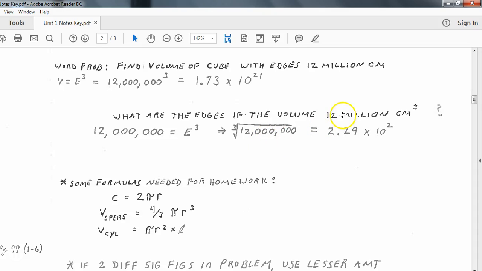What are the edges? So in this case, I'm given the volume is 12 million cubic centimeters. And so if I know that the volume is 12 million, then I can now cube root 12 million in order to get one edge. And so if I do the cube root of 12 million, here's what we get in scientific notation. So we got the 3 sig figs for the rounded answer. Again, that's always going to be the case unless the directions say otherwise.